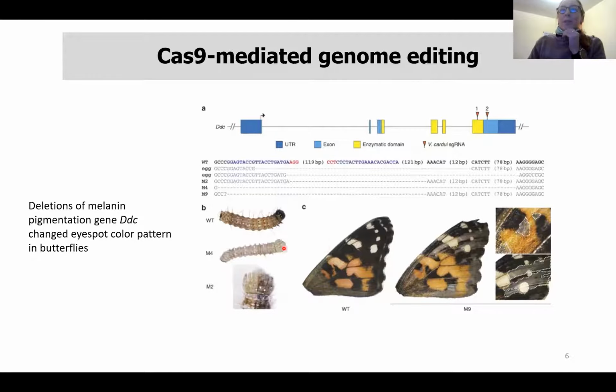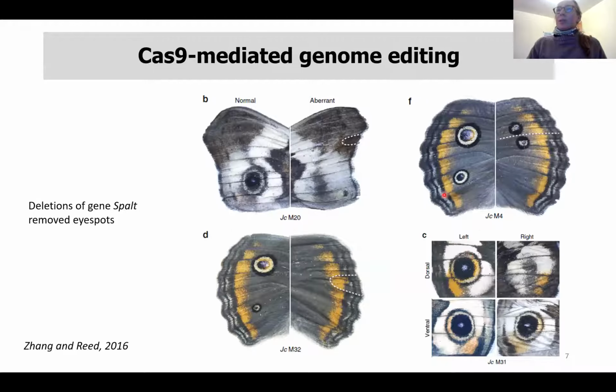Deletions of a melanin pigmentation gene changed the eyespot color pattern. The eyespot is the spot on the wing, and this is called the eyespot. After deletion of one transcription factor, they removed this eyespot. This is loss of function.